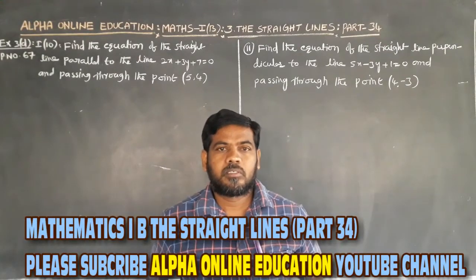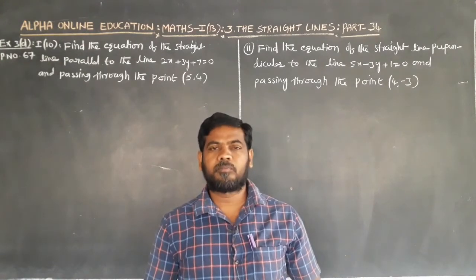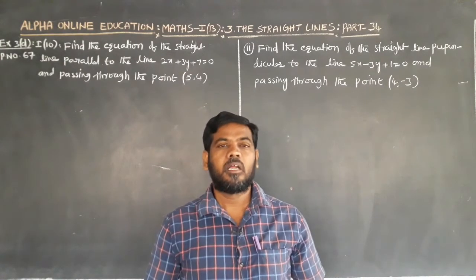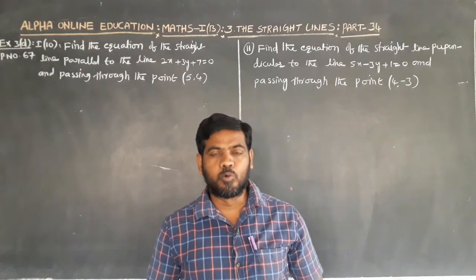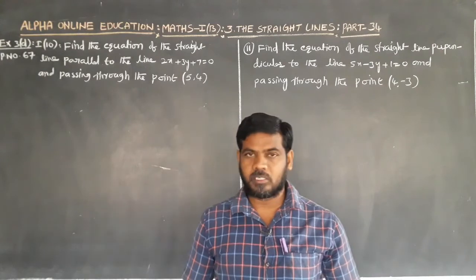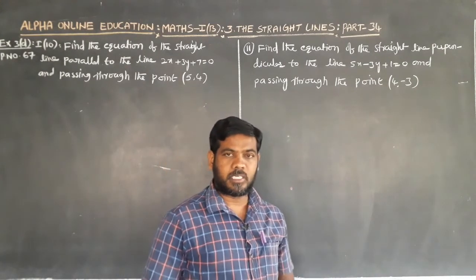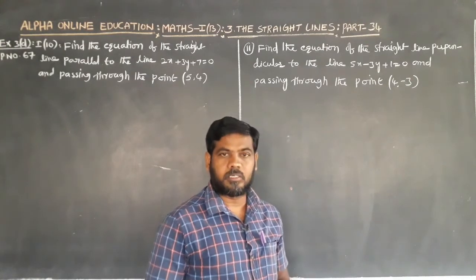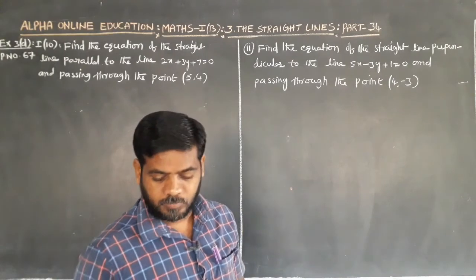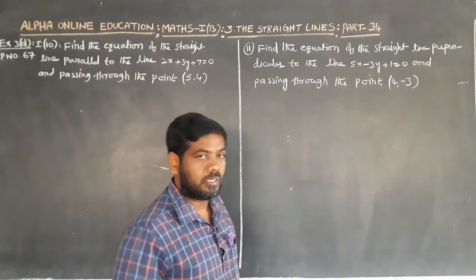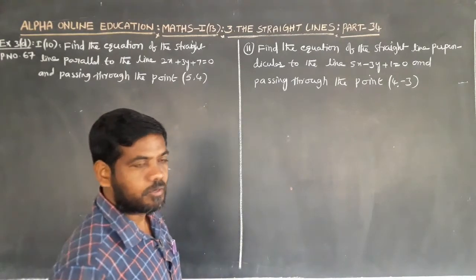Some problems: find the length of the perpendicular drawn from the point to the line, and find the distance between the two parallel lines. Solve two problems, very important problems. Mathematics 1B, third chapter, the straight lines, exercise 3D. First bit, 10th and 11th problems, very important problems in 2 marks.